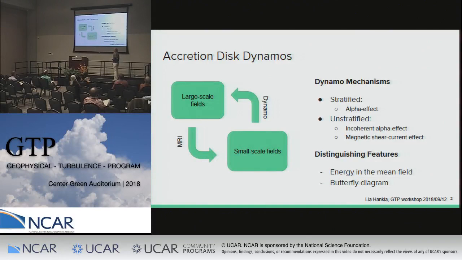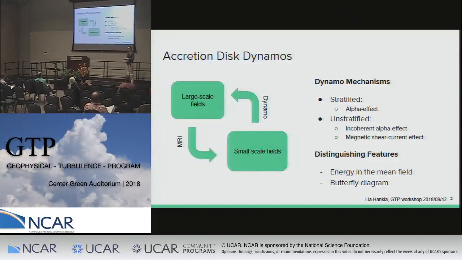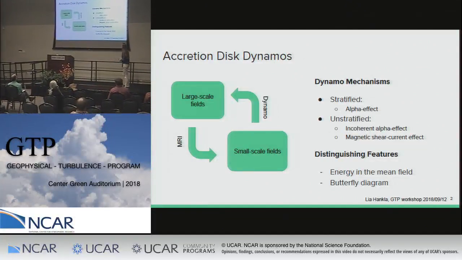So there are a lot of different types of dynamo mechanisms that we could focus on. If you have a density gradient, then in the stratified system, a lot of people know about the alpha effect. It's pretty common in a lot of different systems. But if you don't have a density gradient, you have this added reflectional symmetry, and so the alpha effect can't work.